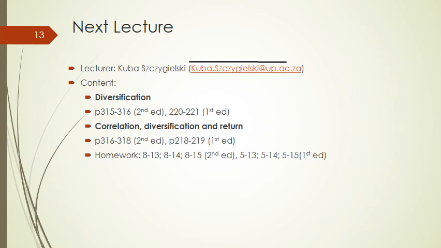In the next lecture, we will discuss diversification, and that is where correlation will be applied to show how risk is reduced because of assets having a different correlation. Then we'll combine all these concepts and have a more detailed discussion about correlation, diversification, and returns.